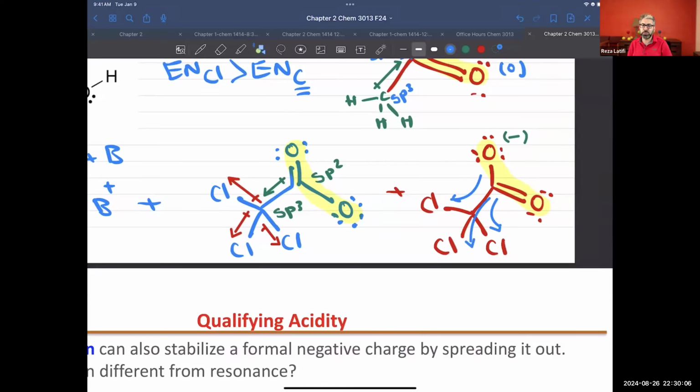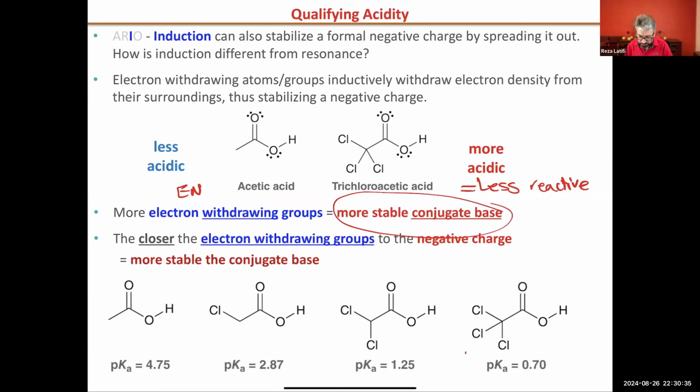Again, if you can distribute it over the entire molecule, the system will be happier, more stable. So if I compare them, which one is more stable? Which one is the strongest acid? The one that has more chlorine. And if I show the pKa for you, look at the pKa. The one with the lowest pKa will be the strongest acid. So this one will be the strongest acid.